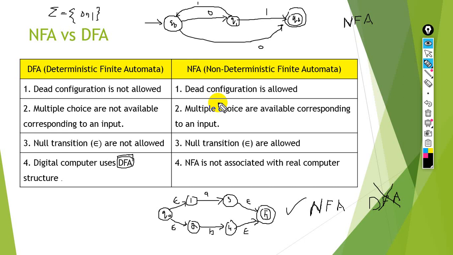One more thing should be kept in mind: DFA and NFA both are digraphs. This is a digraph.